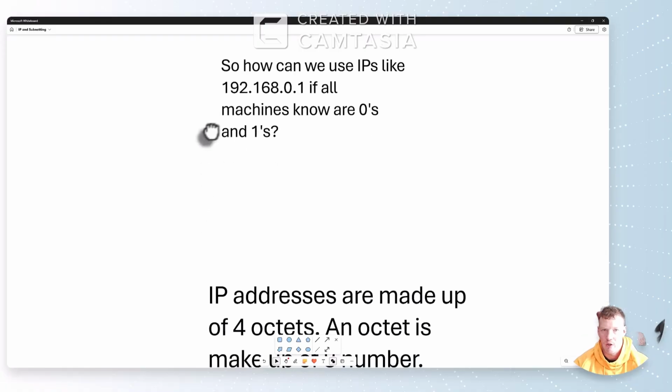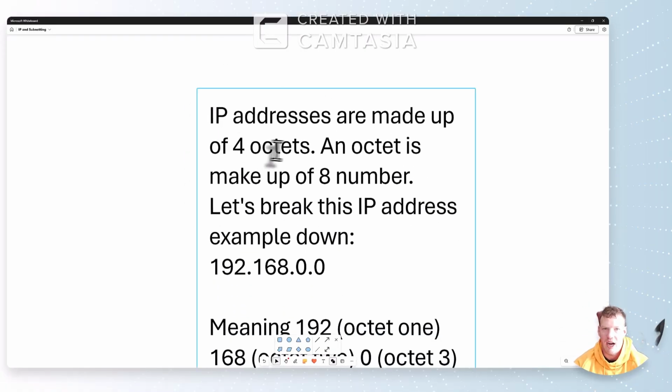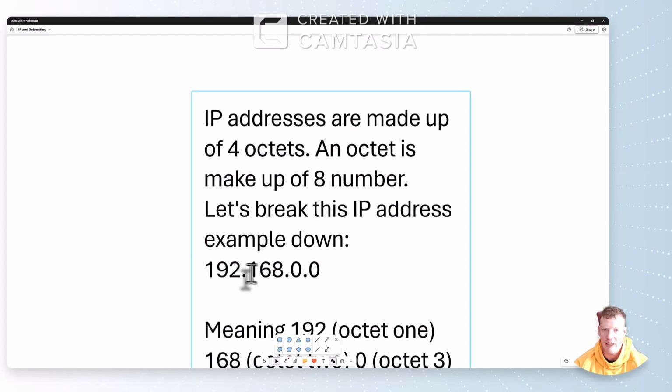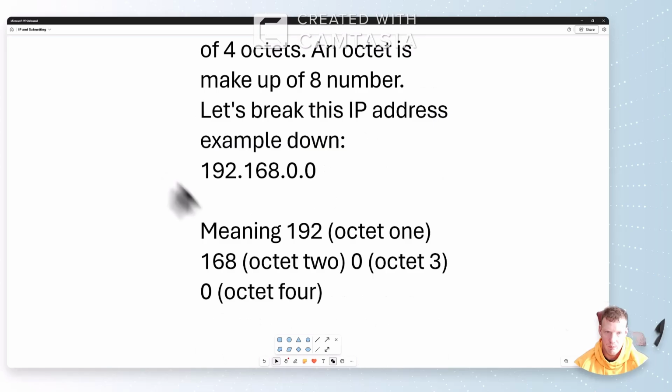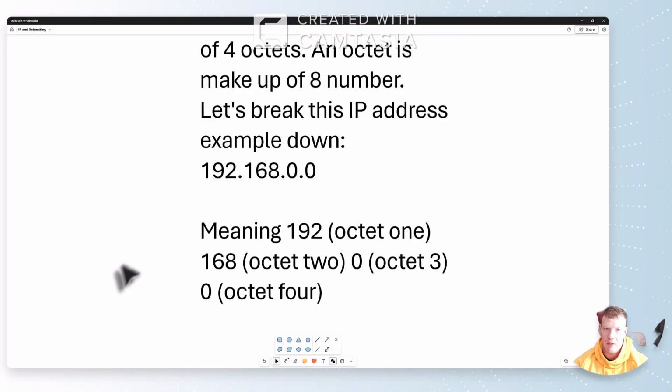To answer that, we'll scroll down a little bit. IP addresses are made up of 4 octets. An octet is made up of 8 bits. So let's break down this IP, 192.168.0.0, inside of octets so you can understand what this looks like. When I say there's 4, 192 is 1, 168 is another, 0 is another, and 0 is another. How do we actually get these numbers?